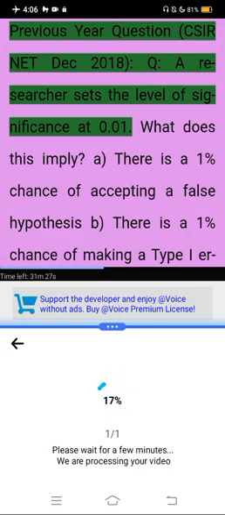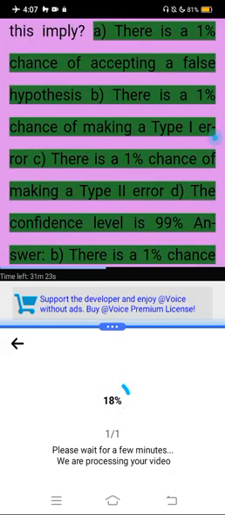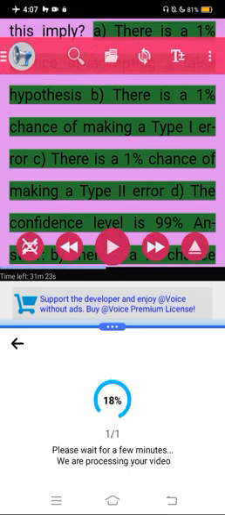Previous year question, CSIR NET December 2018. Q. A researcher sets a level of significance at 0.01. What does this imply? A. There is a 1% chance of accepting a false hypothesis. B. There is a 1% chance of making a type 1 error. C. There is a 1% chance of making a type 2 error. D. The confidence level is 99%. Answer: B. There is a 1% chance of making a type 1 error.